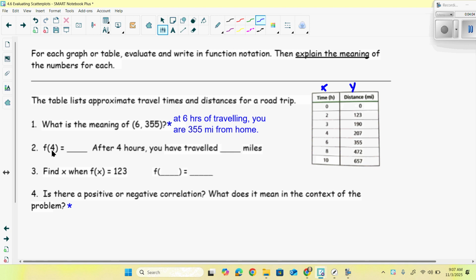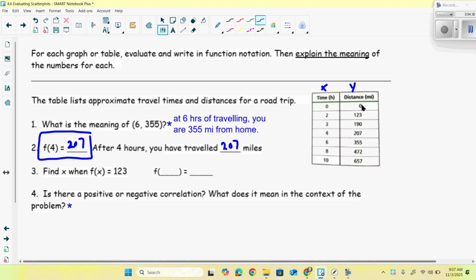So here we go, f of 4, that means our input, our time, produced what? 207 miles of travel, okay? So 207. This is the function notation part of it. F of 4 equals 207. This is the meaning part of it. Both are important. Likewise, how long will it take for us to get this far away?